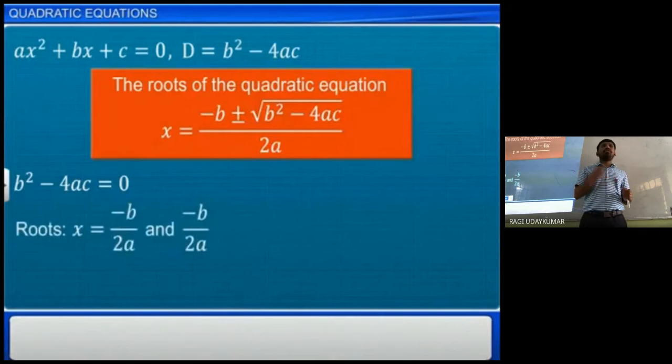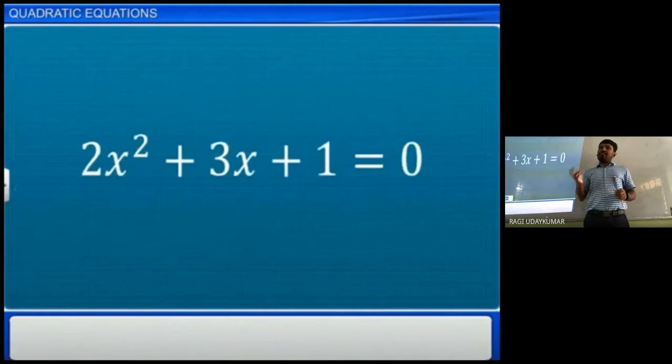So that becomes 0. Then the roots become, since b square minus 4ac becomes 0, minus b by 2a plus 0 and minus b by 2a minus 0.